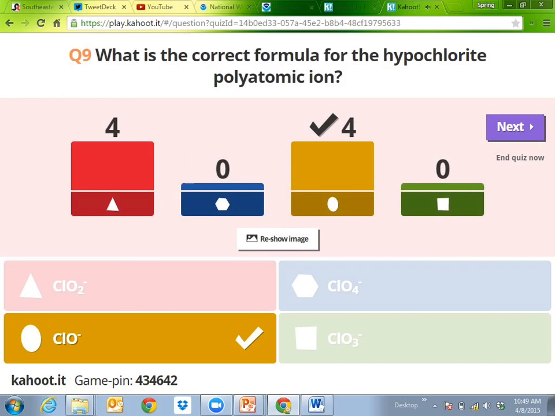It is this oval one. Hypochlorite. Hypo meaning like hypothermia, you don't have much thermal energy. So actually that's the least amount of oxygen. From there it goes up. So chlorite is ClO2. This is chlorate. And this is perchlorate. Okay. Well, that's probably about as far as we can get.